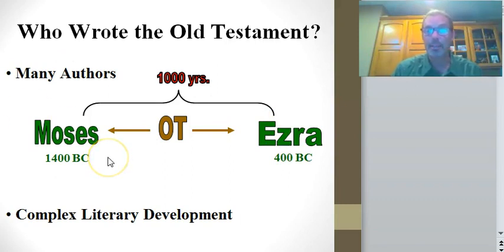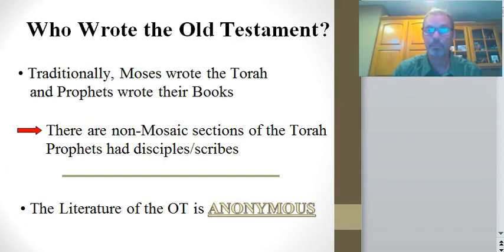Then, as we said, the authors sort of wrote the books, but then these books went through a complex literary development over the years before they reached their final form. So traditionally, Moses wrote the Torah and the prophets wrote their books. But if you read the Torah, there are certainly non-Mosaic sections of the Torah. For example, the section that talks about Moses' death. Moses didn't write that. And we also know that the prophets had disciples and scribes who recorded and wrote things down that the prophets spoke.